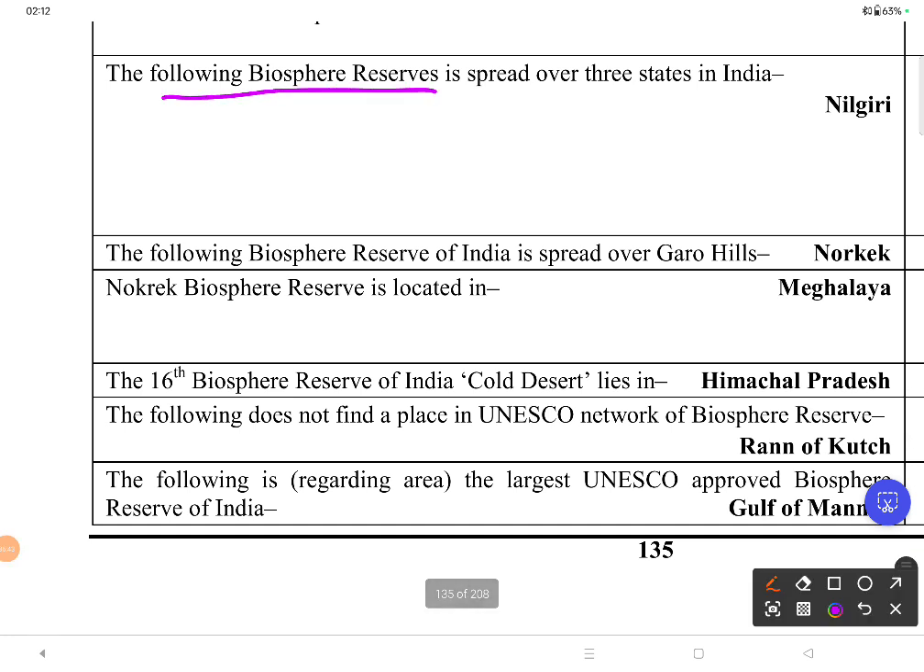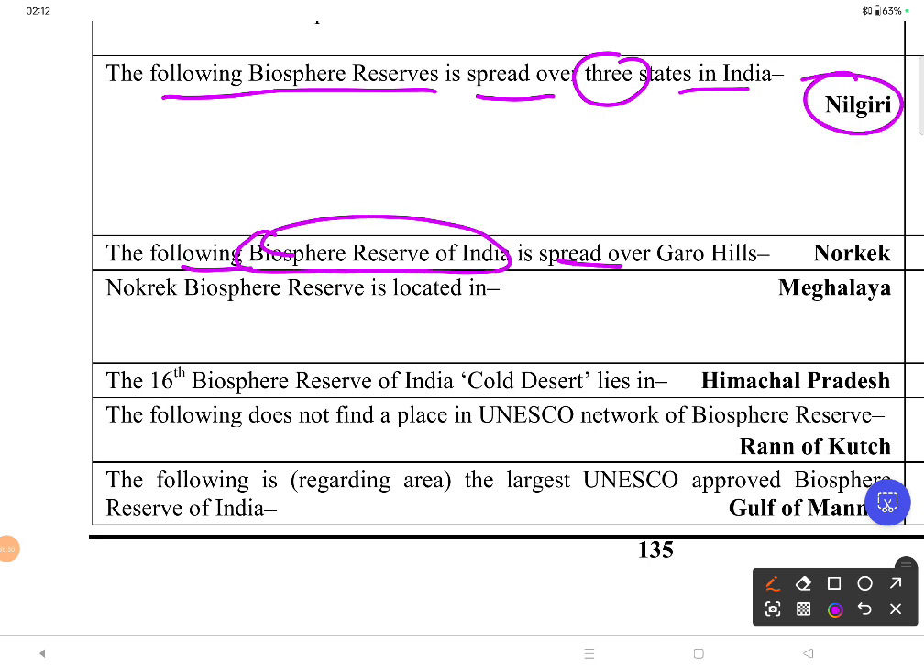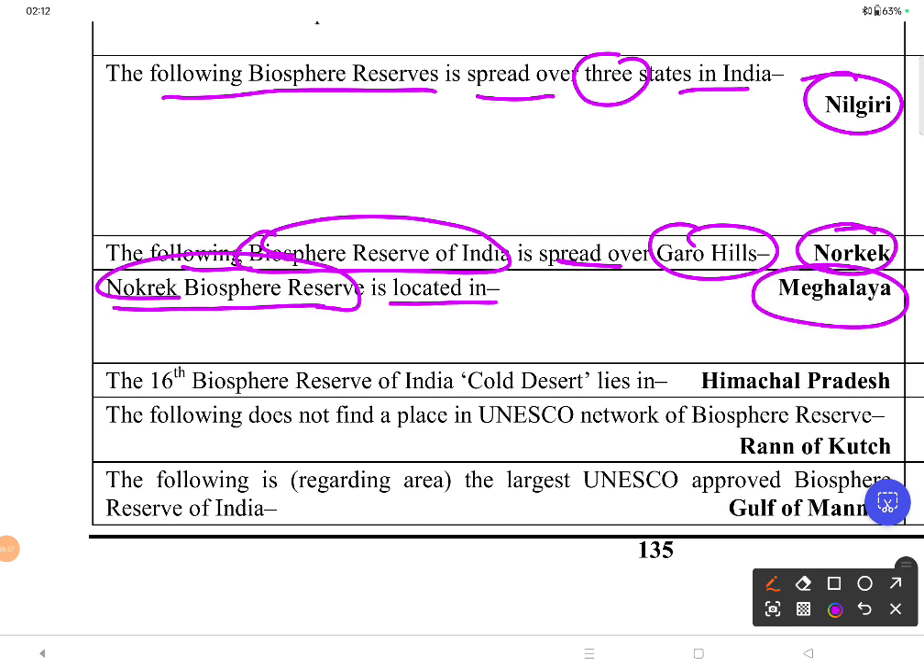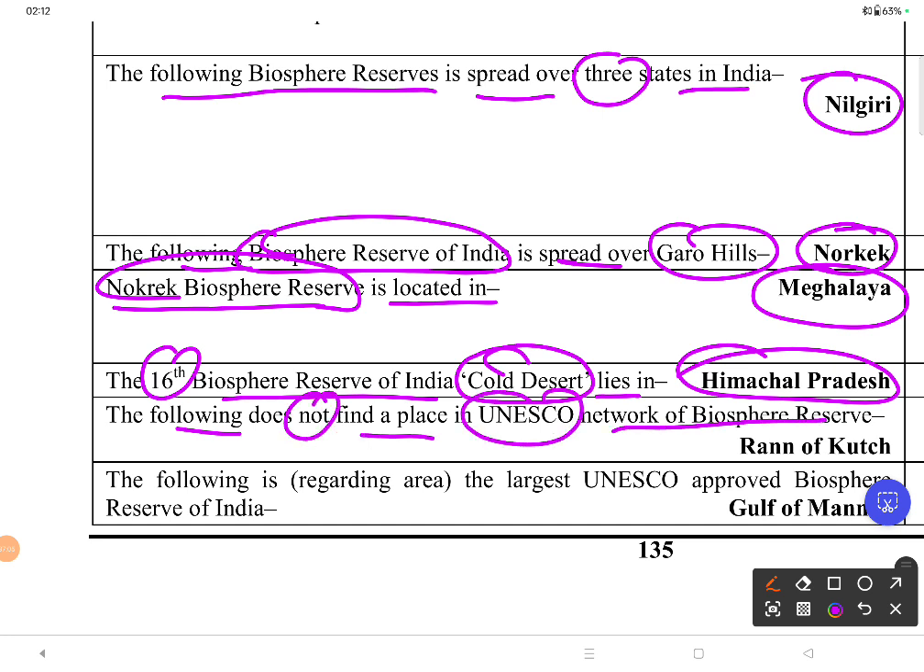The following biosphere reserve is spread over 3 states in India: Nilgiri. The following biosphere reserve of India is spread over Garo Hills: Nokrek. Nokrek Biosphere Reserve is located in Meghalaya. 16th Biosphere Reserve of India, Cold Desert, lies in Himachal Pradesh. The following does not find a place in UNESCO network of Biosphere Reserve: Rann of Kutch. The following is regarding area, the largest UNESCO approved Biosphere Reserve of India: Gulf of Mannar.